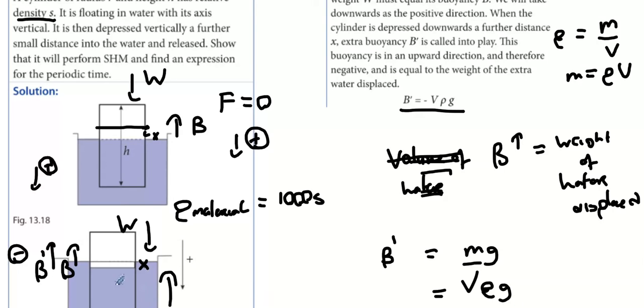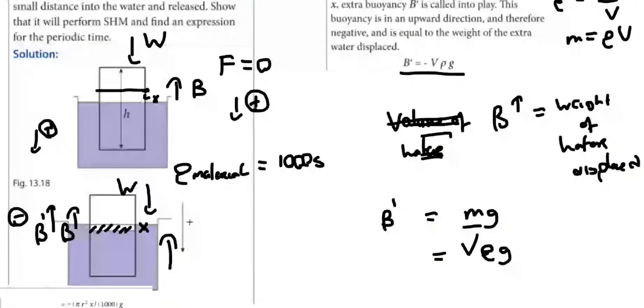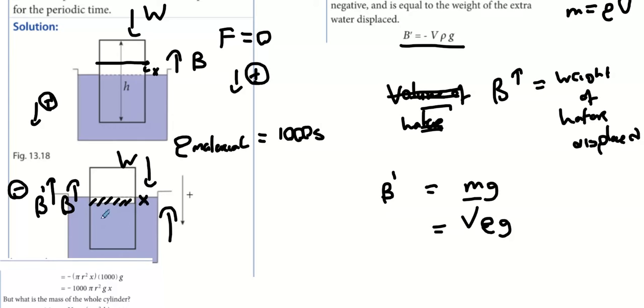Now remember, the volume of the water displaced is equal to the volume of the object submerged in the water, and the extra buoyancy, B dash, is going to be determined by the volume of this little black area here, because that's the extra volume that you have now submerged under the water.